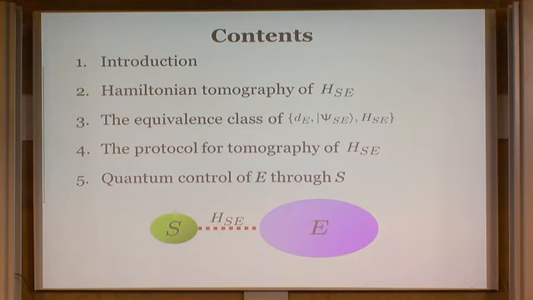So here is a rough flow of my talk. After the introduction, the basic things: Hamiltonian tomography of HS, which is just about the basic idea of the identification. And then the third thing is the equivalence class, which is induced due to the limited access to the system. And I'm going to talk mainly about this equivalence class today.